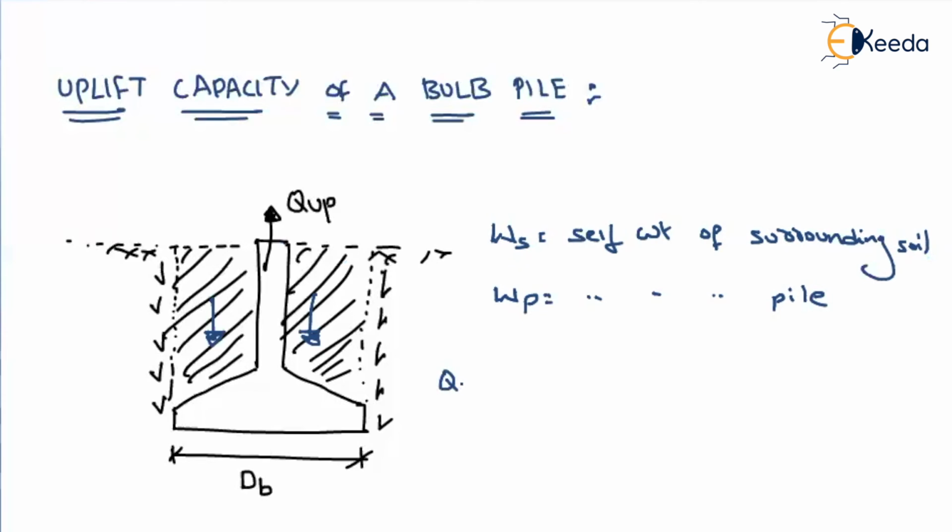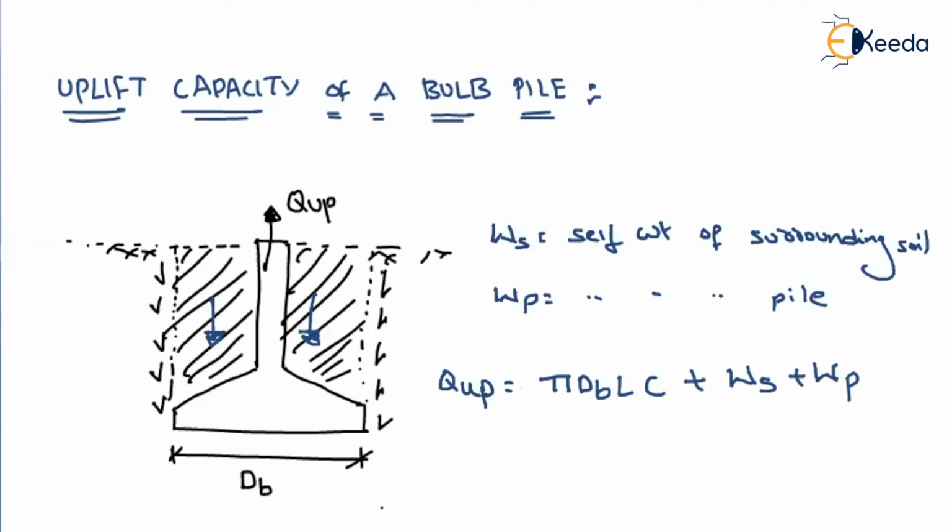So here I will say the uplift capacity of a pile will be equal to the frictional resistance. What is the circumference length? That is nothing but pi into D_B, over a length of L. Here soil and soil are in contact, so multiply by cohesion. The bearing resistance will be equal to 0, plus the weight of the surrounding soil, plus the weight of the pile. For the uplift movement of this pile, you have to apply this much force.